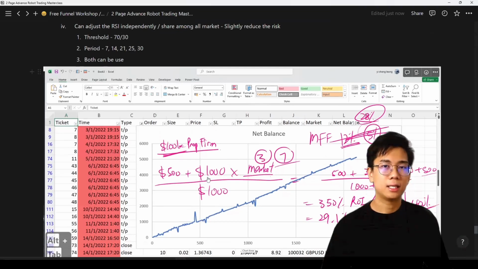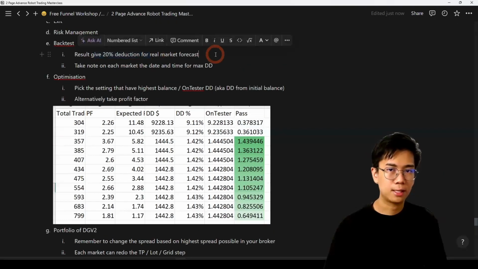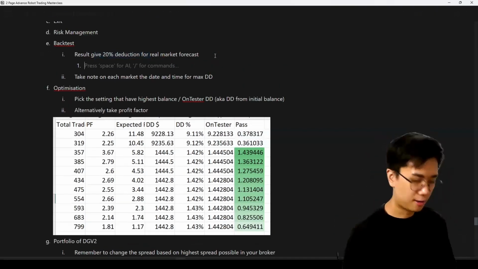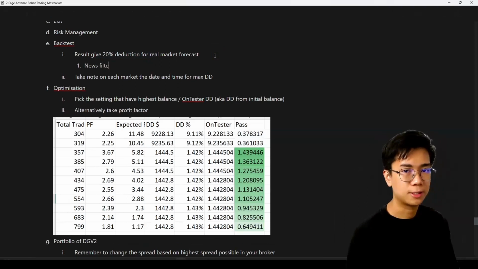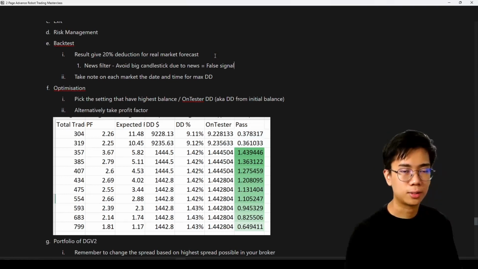Now, in the real life market, the result will be much better, because even though I said there will be a 20% discount, in real life you have a news filter. The news filter will avoid big candlesticks due to news. We call it a false signal due to news.